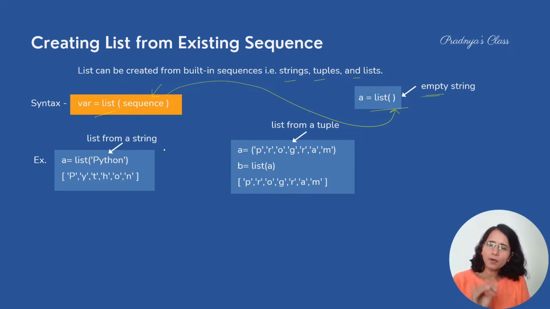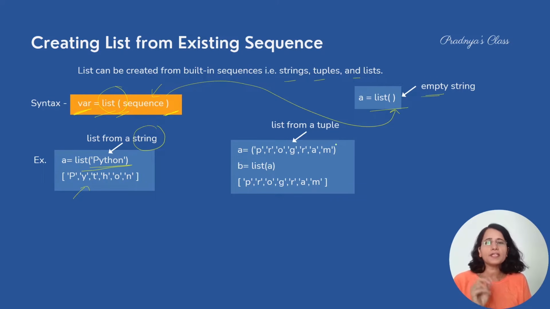Let's consider some examples. In this example, we are creating the list using a string. According to the syntax, we should write the variable, then the list method, and in the bracket, we have to enclose the sequence. From that sequence, a new list will get created. So here I am mentioning the string. You can see here the list from the string got created.